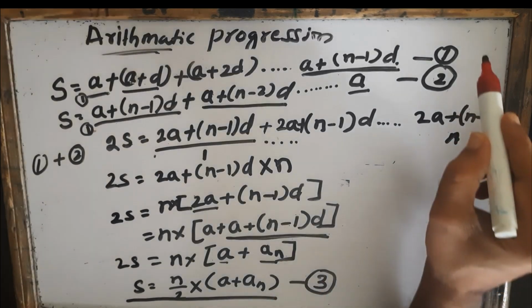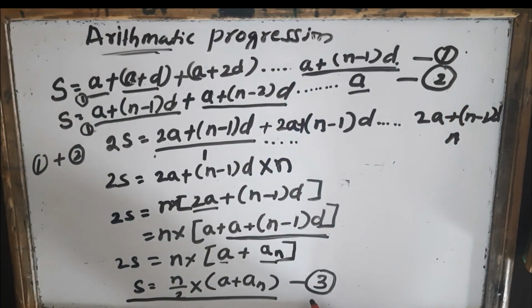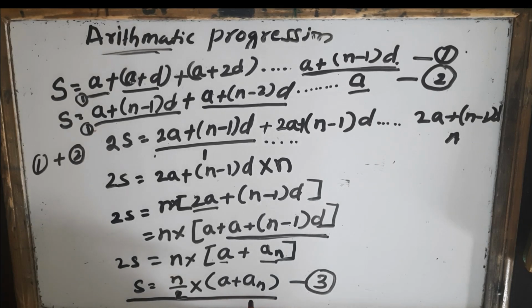So we added 1 and 2 here. By adding 1 and 2, we get statement number 3: S is equal to n by 2 into a plus a_n.